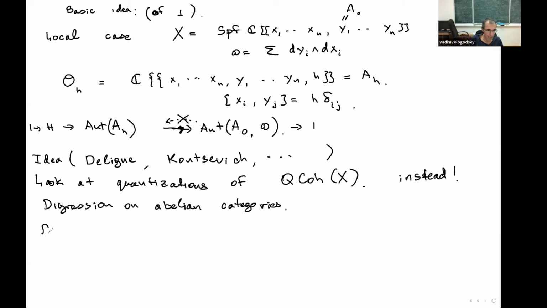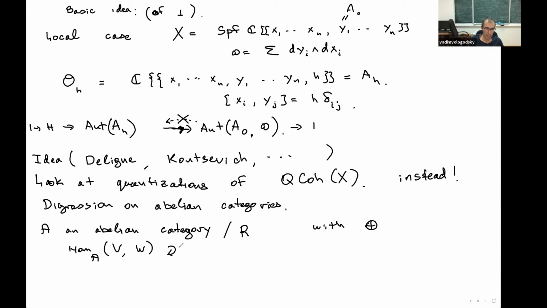So suppose I have A, an abelian category over R, where R is some commutative ring. And I will assume that my category has all direct sums and some compact generators. What does it mean that it is an abelian category over R? It means that the Hom space in this abelian category between any two objects is an R-module. For example, think about the category of modules over some R-algebra. That's a good example.